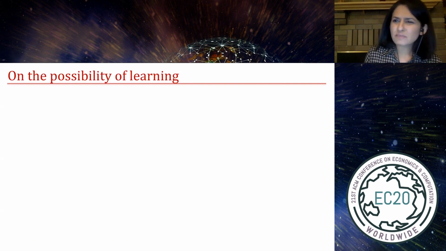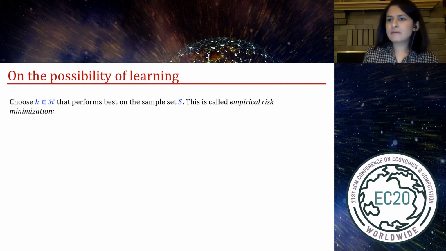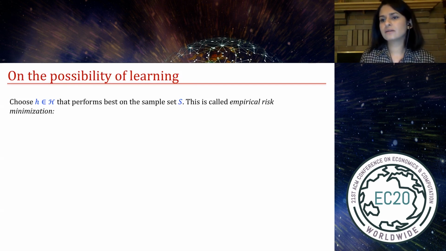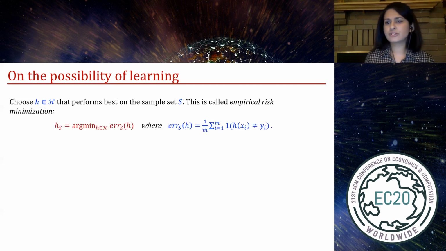Okay, why is this possible? Let's think about the following simple algorithm: you take that classifier function H in your preset of classifiers that performed best on the sample set. This is actually called empirical risk minimization. And it's defined as H of S as the one that is minimizing the error.